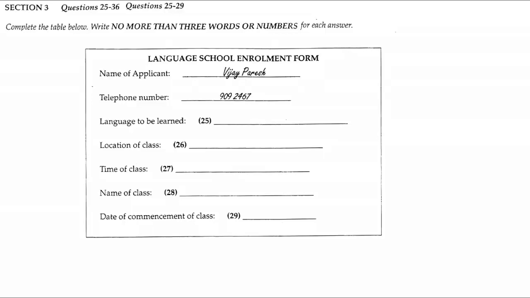Hello. May I help you? Hello. Is this the right place for me to register to study foreign languages? Yes, it is. May I have your name, please? VJ. My family name is Paresh. VJ Paresh. Okay. Do you have a telephone number? Yeah, 909-2467. Thank you. Now, which language would you like to learn?